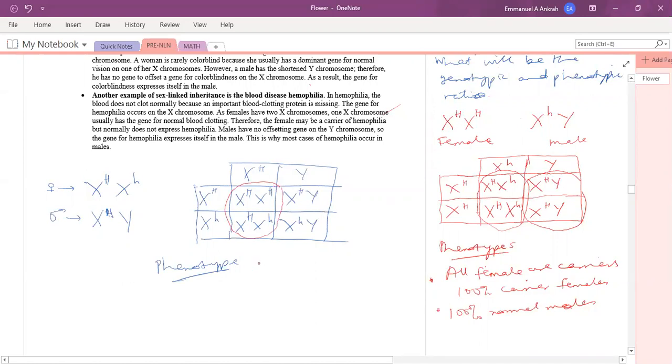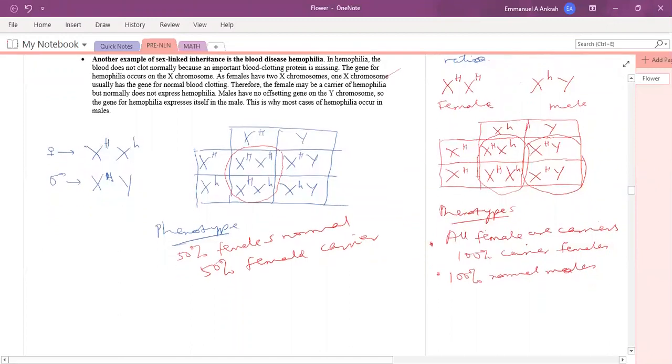So among the females, we notice that half of them will be normal and half of them will be carriers. So 50% female normal, and then 50% female will be carriers amongst the females. Okay. Now, what about the males?